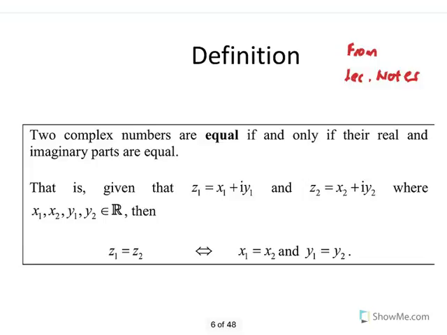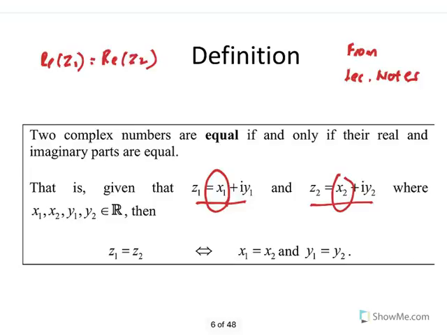Two complex numbers are equal if and only if two conditions hold. Let's say I give you the first complex number and the second complex number. In order to equate them, number 1, we have to equate the real part: make sure the real part of Z1 is equal to the real part of Z2. Number 2, we have to equate the imaginary part: make sure that Y1 is equal to Y2. These are the two things we have to ensure.